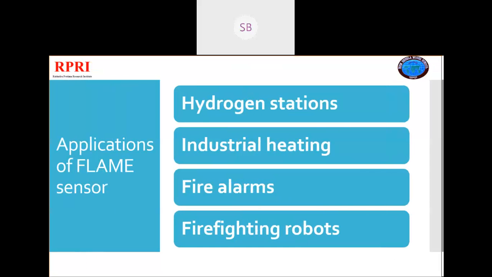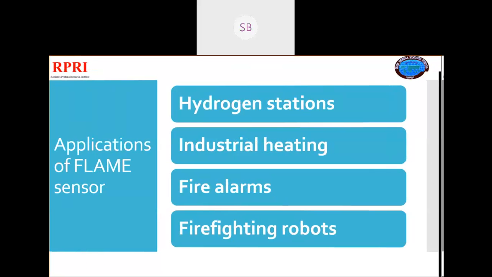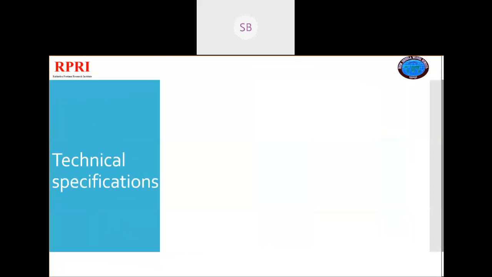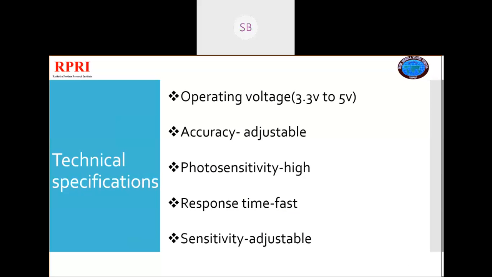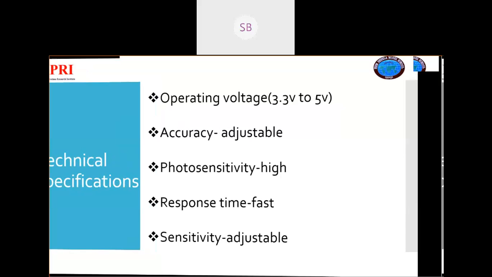Applications of flame sensor. The flame sensor is mainly used in hydrogen stations, industrial heating, fire alarms, and firefighting robots. Technical specifications. The technical specifications are operating voltage 3.3 volts to 5 volts, accuracy adjustable, photosensitivity high, response time fast, and sensitivity adjustable.